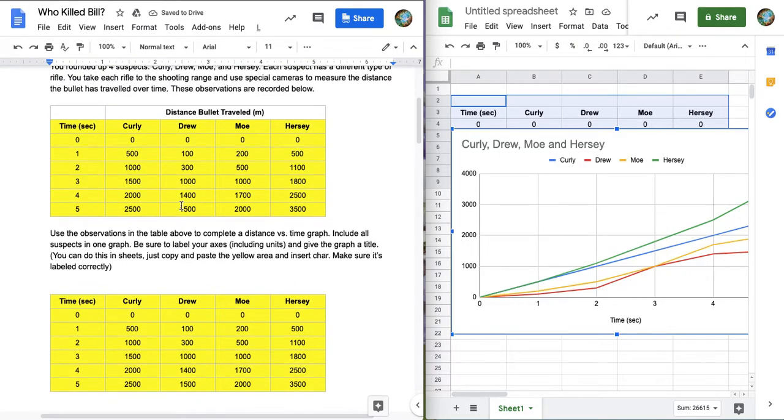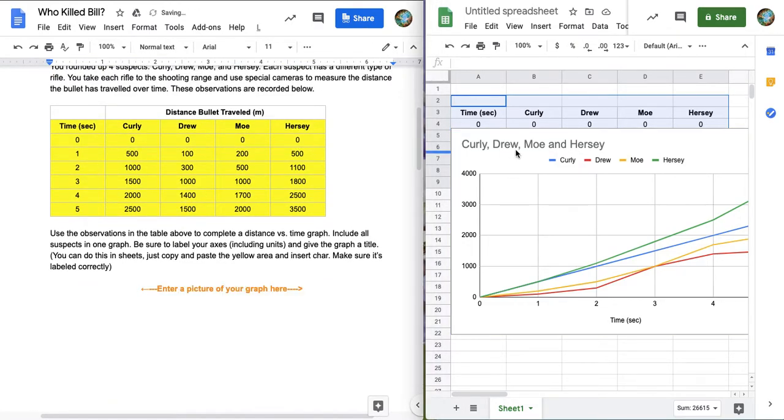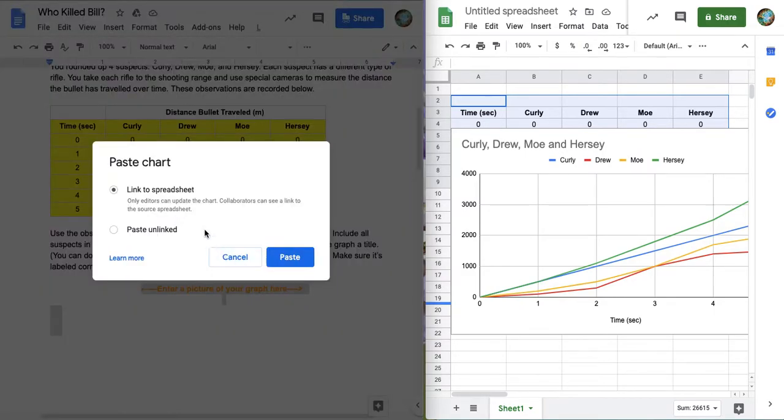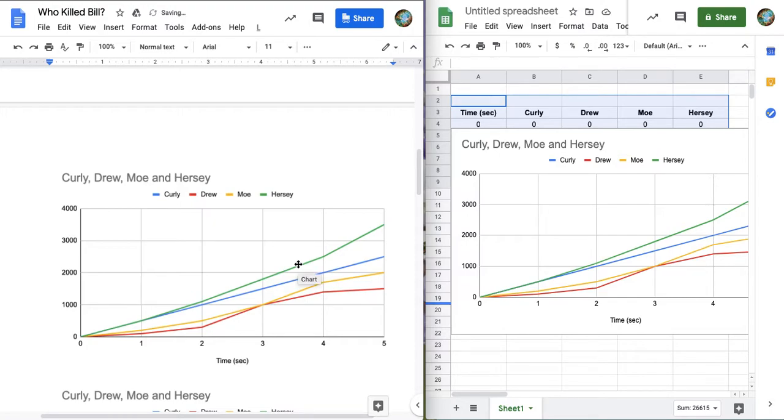And I apologize, let's try that again. So I'm going to go here, Control C, and let's try that again here where it says enter picture, Control V. And I don't really want to link it, so let's just put paste. All right, and there it is.